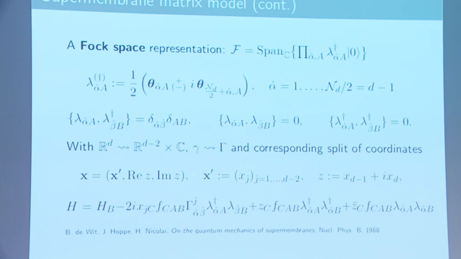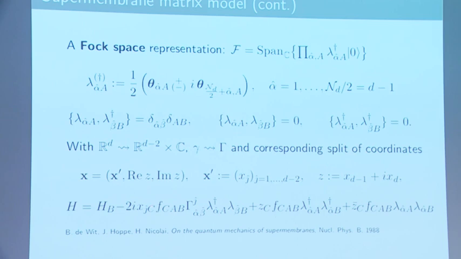Along with this pairing, you use a splitting of the d-dimensional space into d minus 2 variables, and the last two you use as a sort of complex variable. We can take the real and the imaginary part of that. So I've here written x prime as the first set of variables, and then z is the pairing of the two last variables, d minus 1 and d. And if you do that, this goes well together, and you can write down the Hamiltonian in terms of these creation annihilation operators.